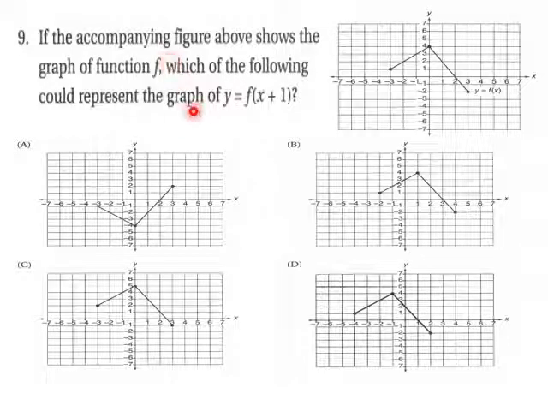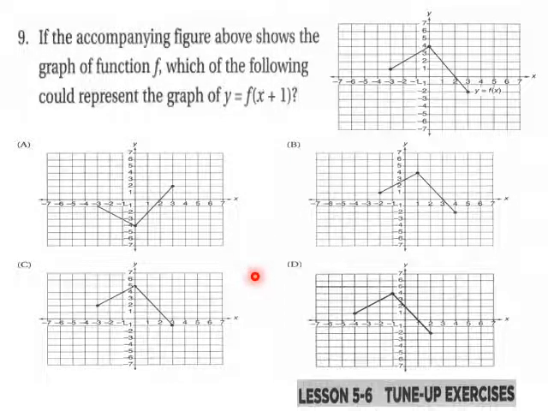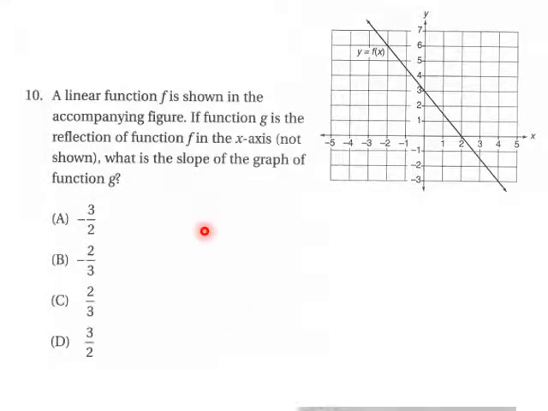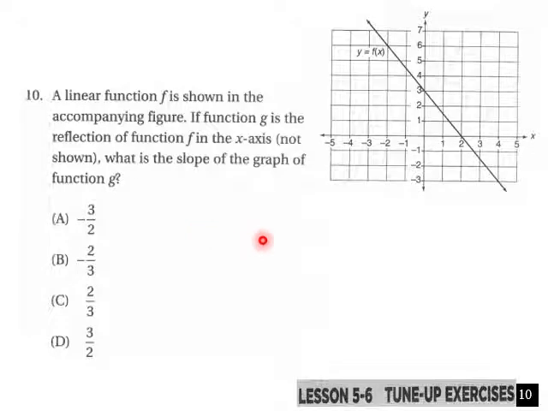Number 9, the accompanying figure above, which is this figure here, shows a graph of function f. Which of the following could represent the graph of y equals f of x plus 1? That's number 9. Then number 10, the linear function f is shown.